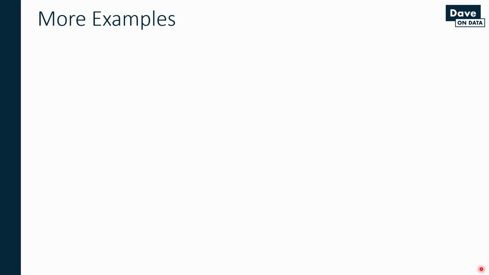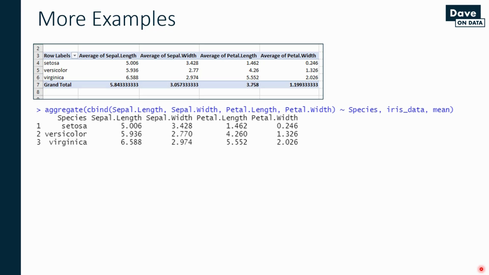To finish off this lesson, I just wanted to go over a few more examples. So first up, notice that I have a pivot table in Excel where I've got the species column here as the grouping variable. And notice instead of summing up the numeric columns, I'm calculating the average by group for each one of these numeric features.